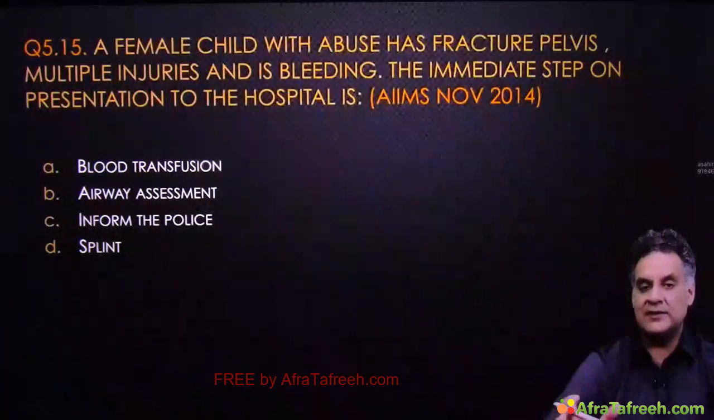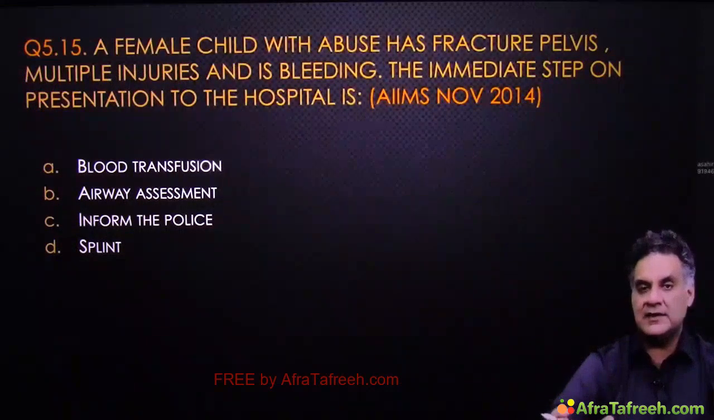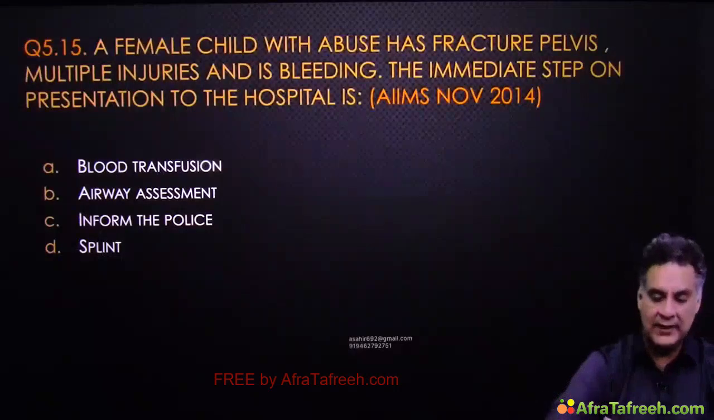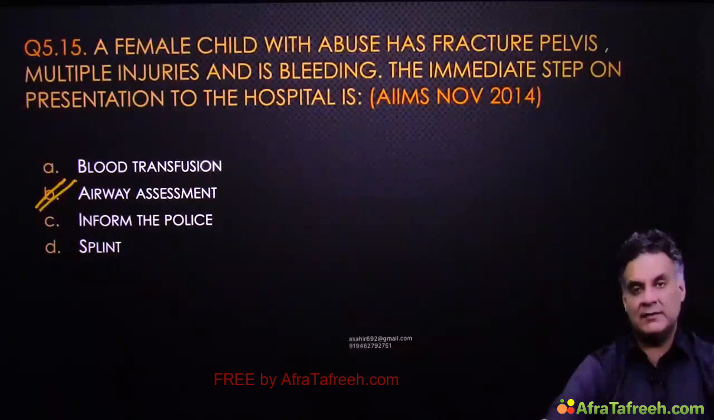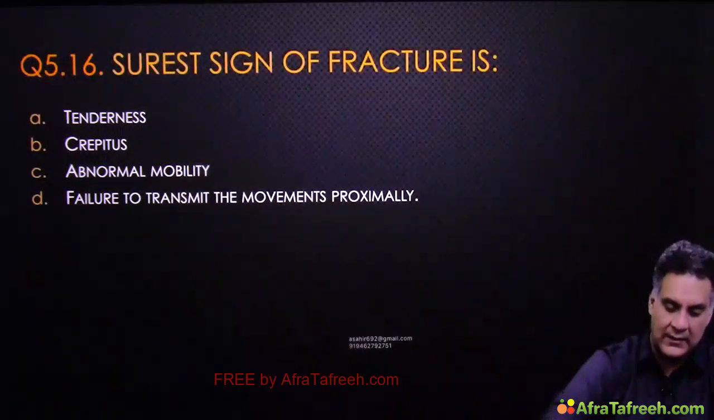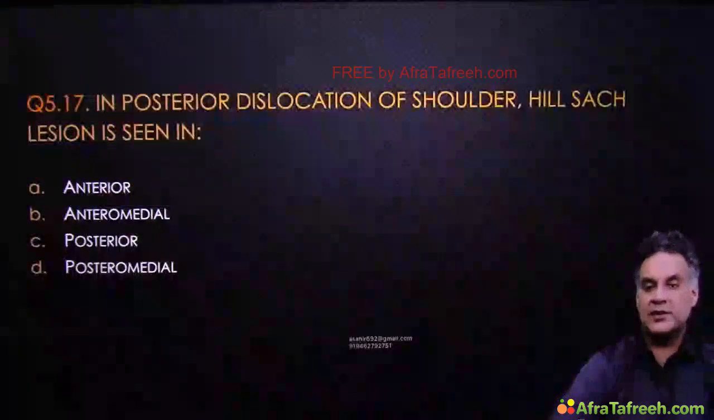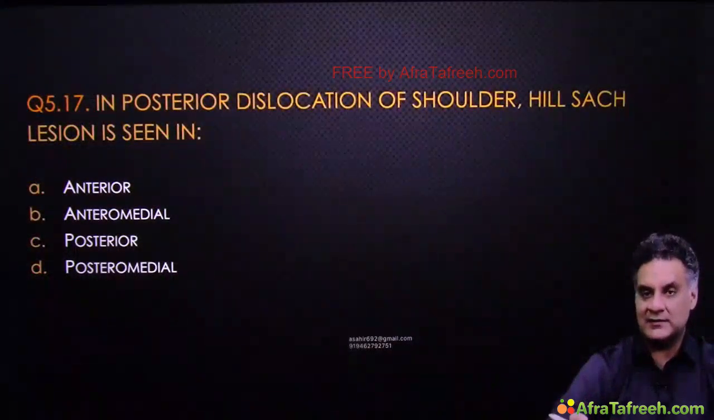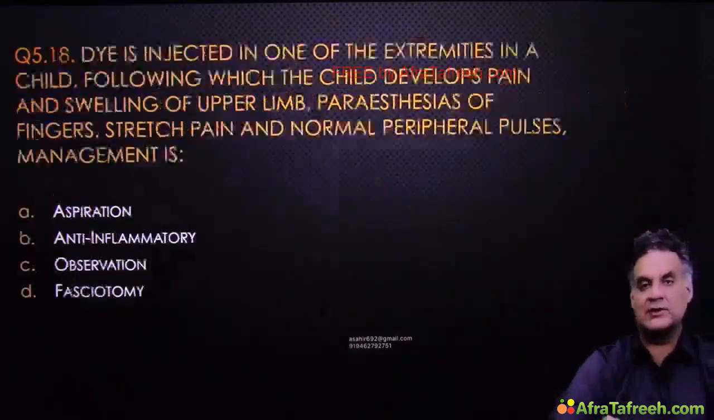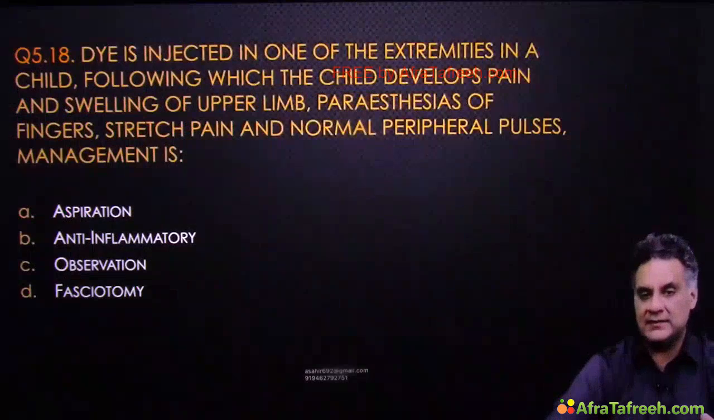A female child with history of abuse has a fracture of pelvis, multiple injuries, immediate step on presentation. Remember, it's ABC. So airway will be number 1. And if there would have been cervical spine stabilization, that would have been better. Surest sign of a fracture, abnormal mobility. A very, very commonly asked question. Posterior dislocation shoulder, Hill-Sachs lesion is, although it should have been reverse Hill-Sachs, but since they have mentioned posterior dislocation, anteromedial part.